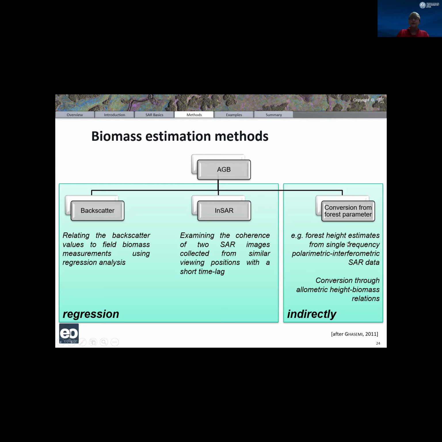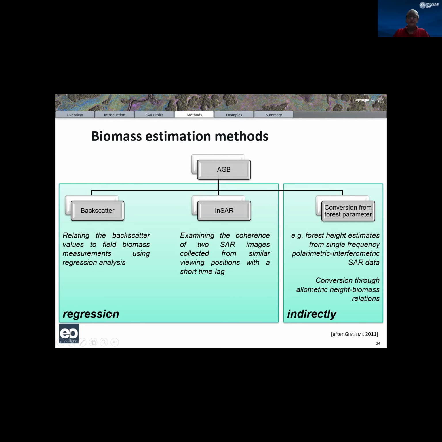Now, what's the other one? Conversion from forest parameters. Here, a conversion through allometric height biomass relations. So we would measure the forest height, for example, but to get forest height from radar, you would need polarimetry and interferometry, and it depends on the wavelength. With X-band, there are also forest height maps available without using polarimetry, only interferometry. But again, with X-band, we know the backscatter comes from the top of the canopy. But it is inaccurate, as I said before, because we have penetration, a meter or maybe a little bit more, depending on the density of the forest.